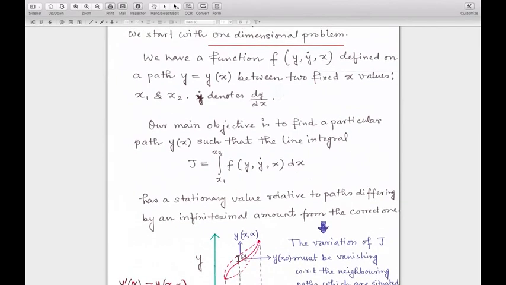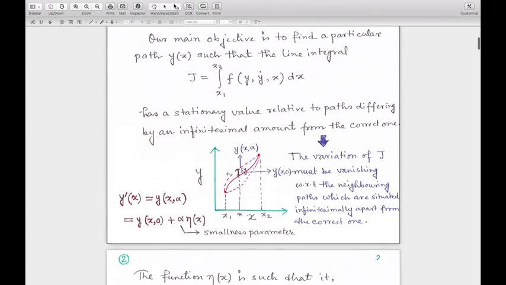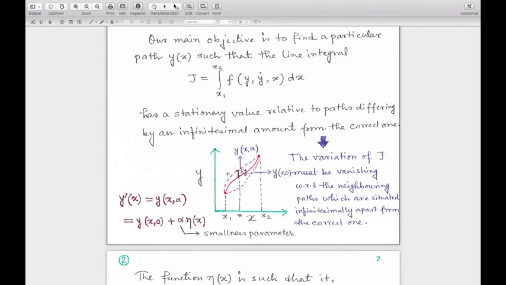And stationary with respect to which? Stationary relative to the paths differing by an infinitesimal amount from y equals y of x. Right? So y equals y of x is nothing but a path here for our problem. This is a path joining these two points x1 and x2, and if you just change y to some y1 or y star, whatever, you will have another path. Here you can see that the red solid line gives you y of x, and the red dotted lines are giving you two other functions, let's say y1, y2, whatever.